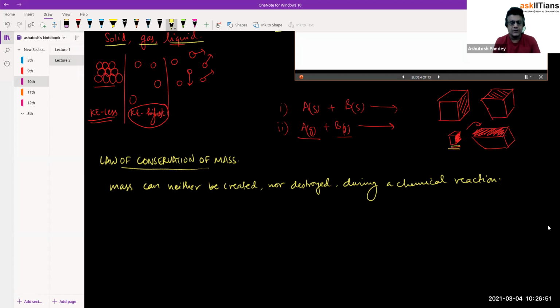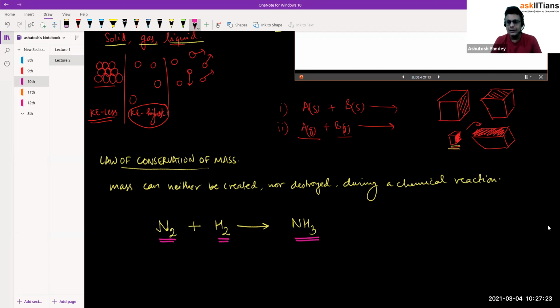Let's see. Let's take an example where nitrogen is reacting with hydrogen to form ammonia. This is one very small, very easy, very basic chemical reaction. Now see, we have two nitrogen atoms on this side and two hydrogen atoms on this side. And here a total of four atoms on this side: one of nitrogen and three of hydrogen.